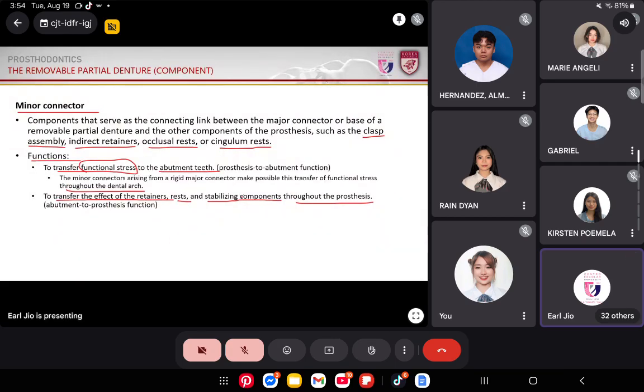Minor connector. Components that serve as a connecting link between the major connector or base of the removable partial denture, such as clasp assembly, indirect retainers, occlusal rest, or cingulum rest. Its function is to transfer functional stress papunta sa abutment tooth natin. Minor connector arising from major connector makes possible this transfer of functional stress throughout the dental arch. And also, its function is to transfer effect of the retainers, rest, and stabilizing component throughout the prosthesis.